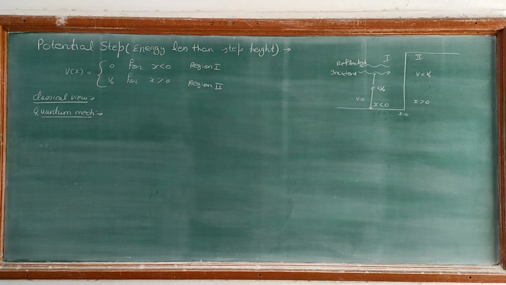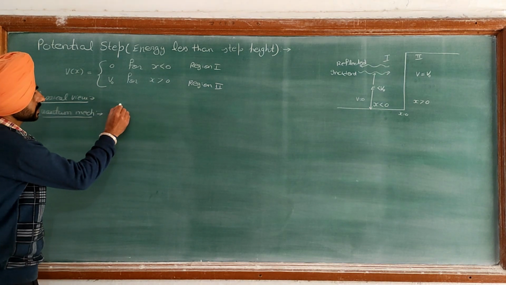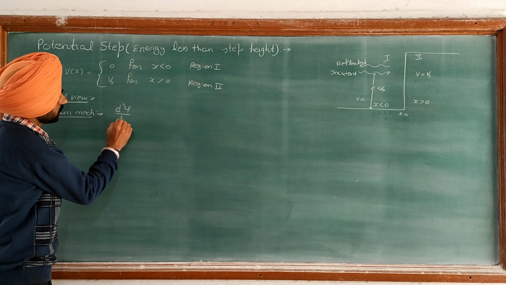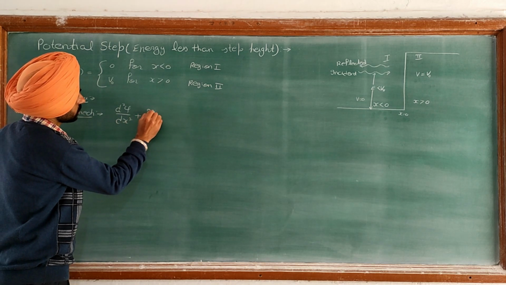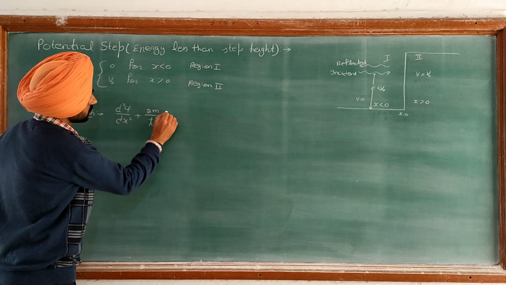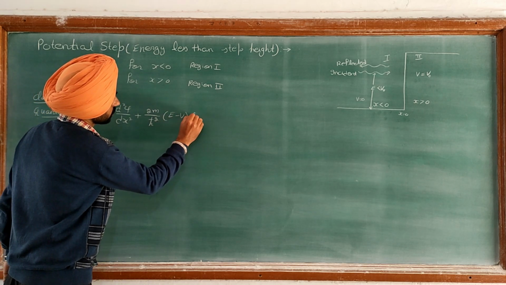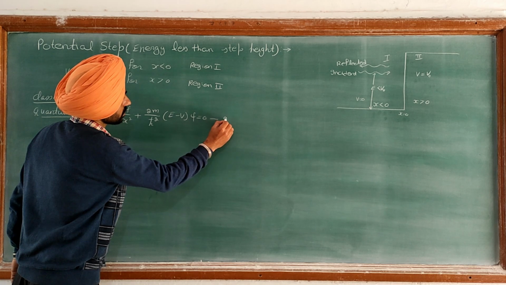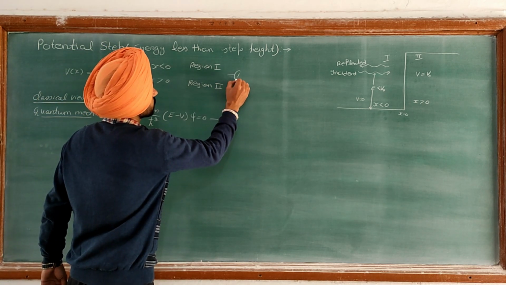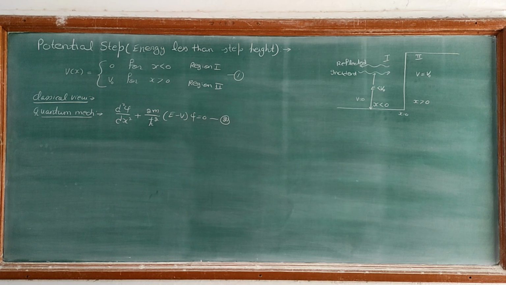The potential V naught is not a function of time, that is, it is independent of time, so it is better to treat the problem with the time independent Schrodinger wave equation. We know the Schrodinger wave equation is d square psi upon dx square plus 2m upon h cut square (E minus V) into psi equal to 0. Let it be equation number 2, and let the earlier one be equation number 1. So first we discuss region 1.